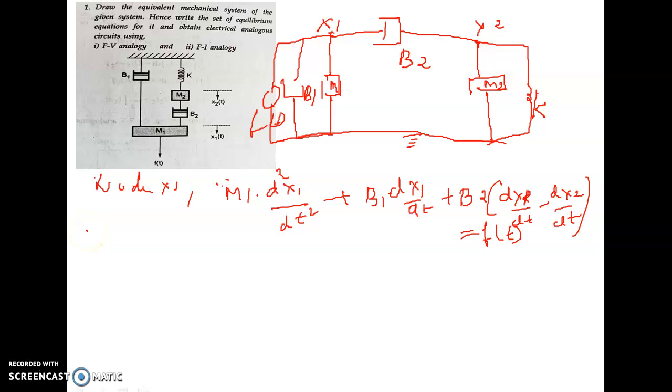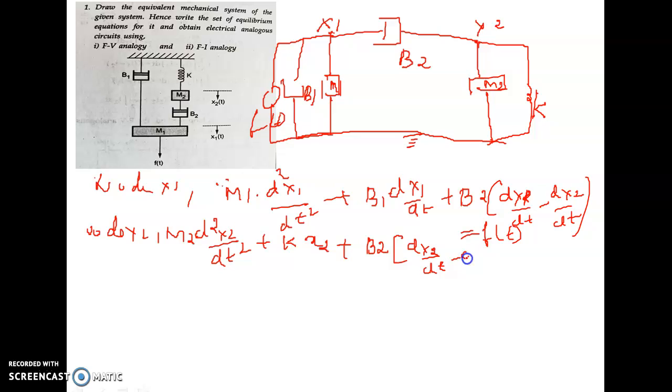Now let me write it for node x2. For node x2 we have m2, k and b2. So m2 d square x2 by dt square plus, for spring k, k into x2, plus b2, which is also connected in between x2 and x1, so b2 into dx2 by dt minus dx1 by dt, is equal to 0. This is the differential equation for both the nodes.